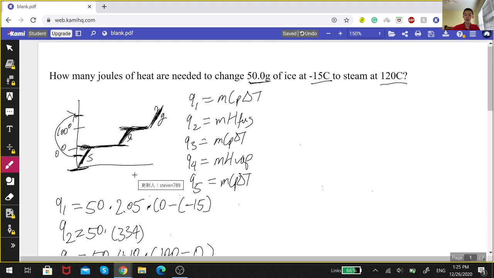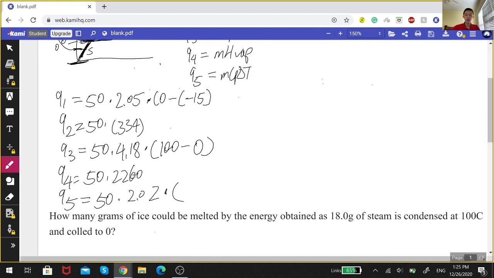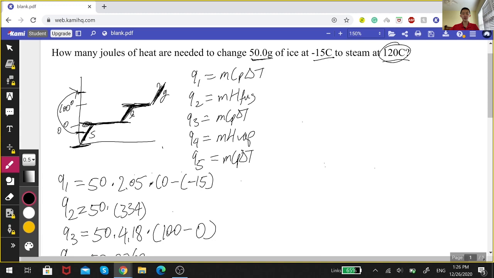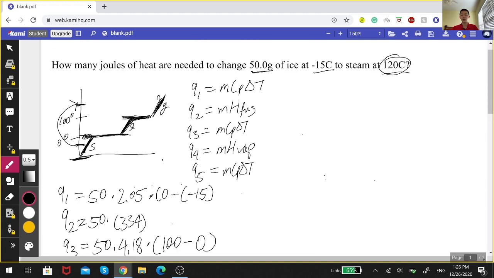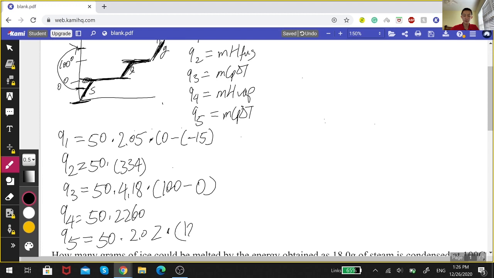Finally, Q5, which will be 50 times 2.02 for gas form, times the temperature that we're hitting the max at, which is 120. So we're going to use 120, the final temperature, subtracted by the temperature that we are beginning with, which is 100, only considering the gas state. Because remember, these formulas are only in the state that they're in. So the T final and T initial need to be adjusted. So this will be 120 minus 100. Now we're going to solve for every single one of these Q's.